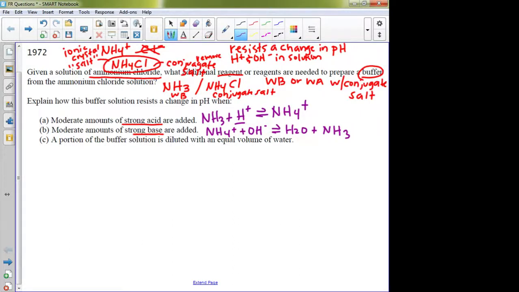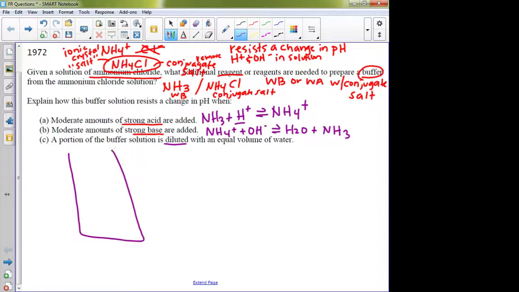So C says a portion of the buffer solution is diluted with an equal volume of water. How is that going to affect the buffer? Is it going to change the pH? No, it's not going to change the pH. Why is it not going to change the pH? It's actually not because water's neutral.